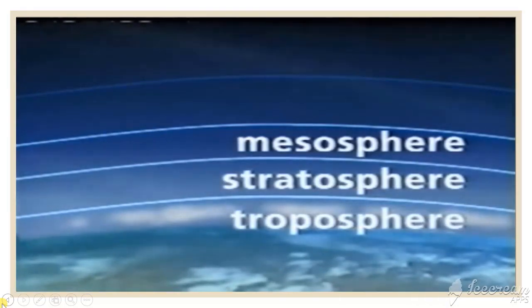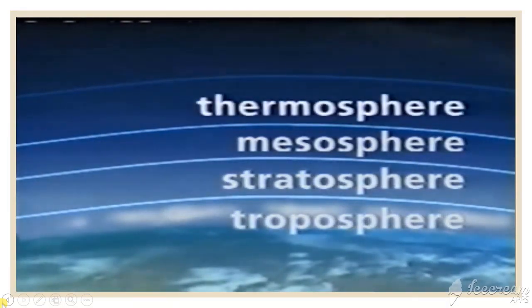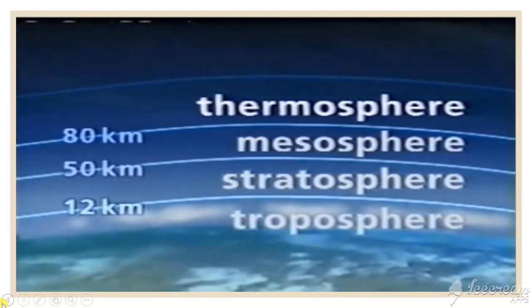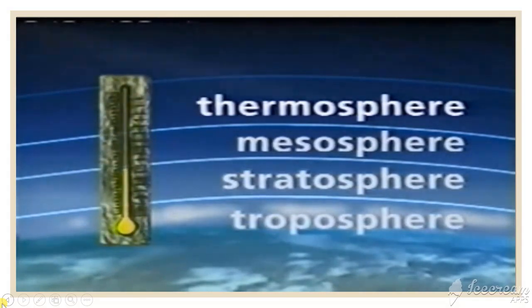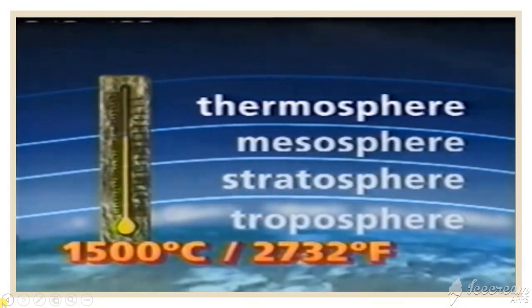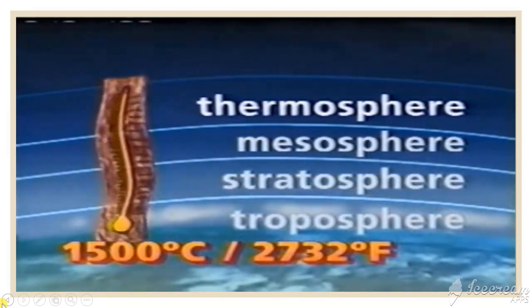The thickest layer in the atmosphere is called the thermosphere. It starts at about 80 kilometers above the surface, or 50 miles. Here, the ultraviolet radiation from the sun turns to heat and causes the air to be very hot, up to 1,500 degrees Celsius or more.